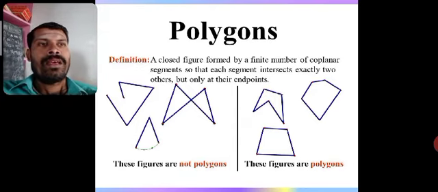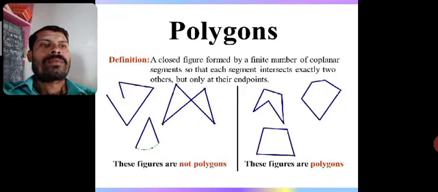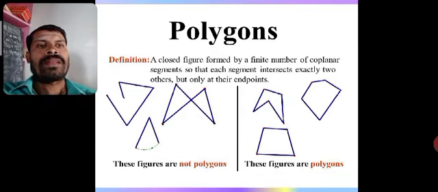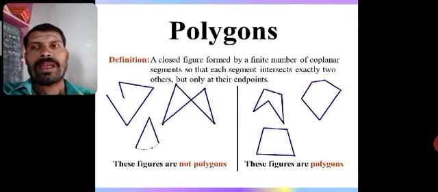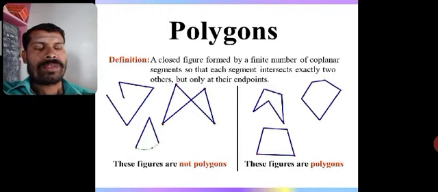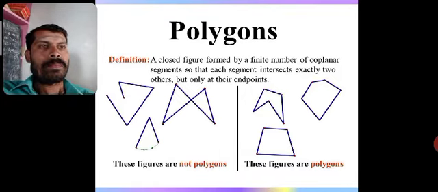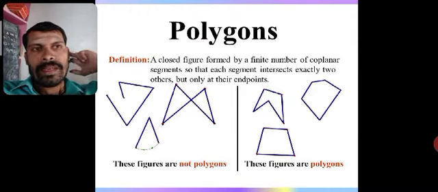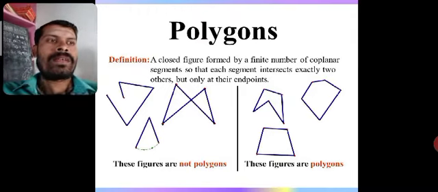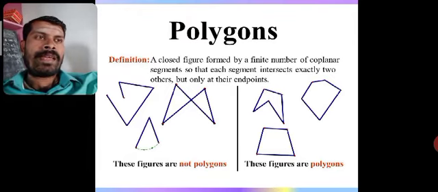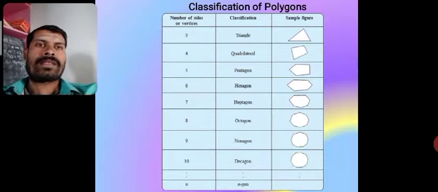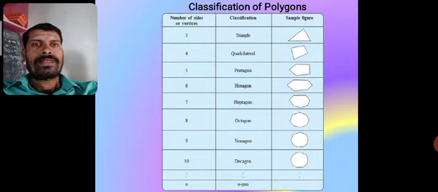Poly means many, gons means sides or angles. A polygon is a closed figure formed by a finite number of coplanar line segments, so that each segment intersects exactly two others, but only at their endpoints. A polygon is a closed, bounded figure made of line segments which intersect at their endpoints. That is the meaning of polygon. There are many types of polygons, and we classify them based on the sides or vertices they contain.